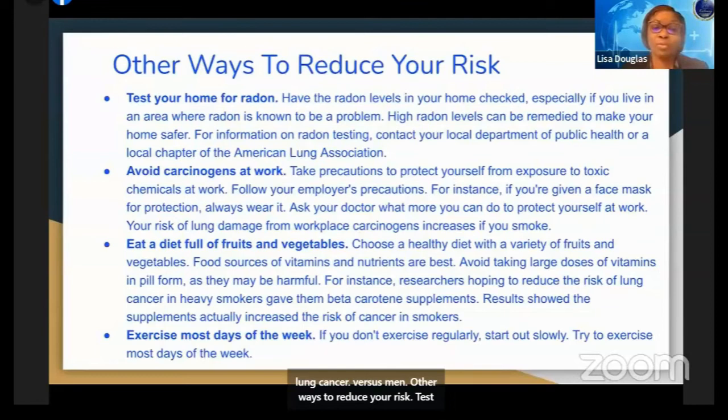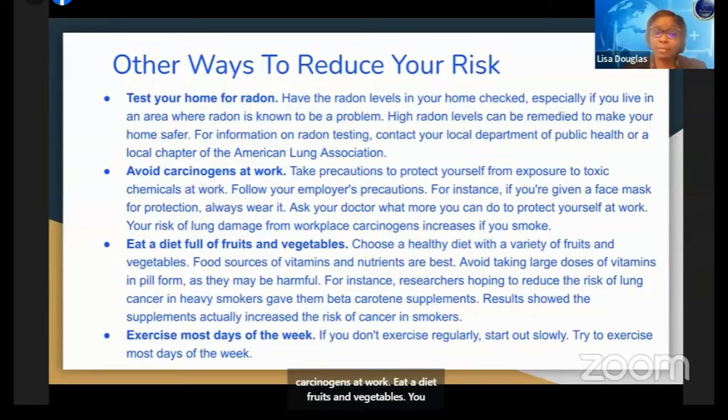Test your home for radon. Have the radon levels in your home checked, especially if you live in an area where radon is known to be a problem. High radon levels can be remedied to make your home safer. For information on radon testing, contact your local Department of Public Health or a local chapter of the American Lung Association. Avoid carcinogens at work.